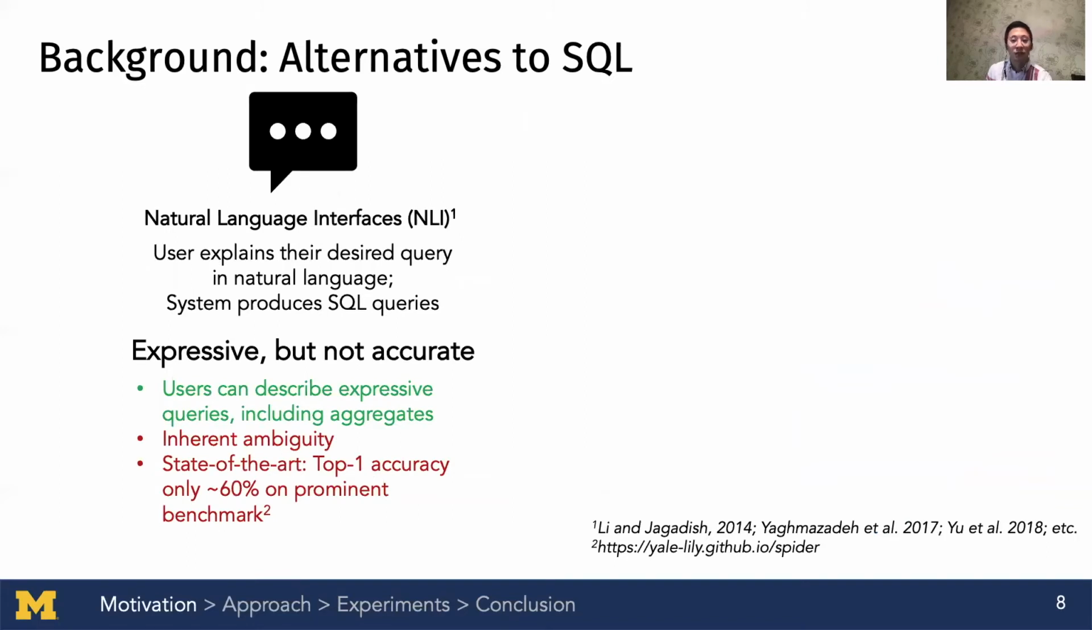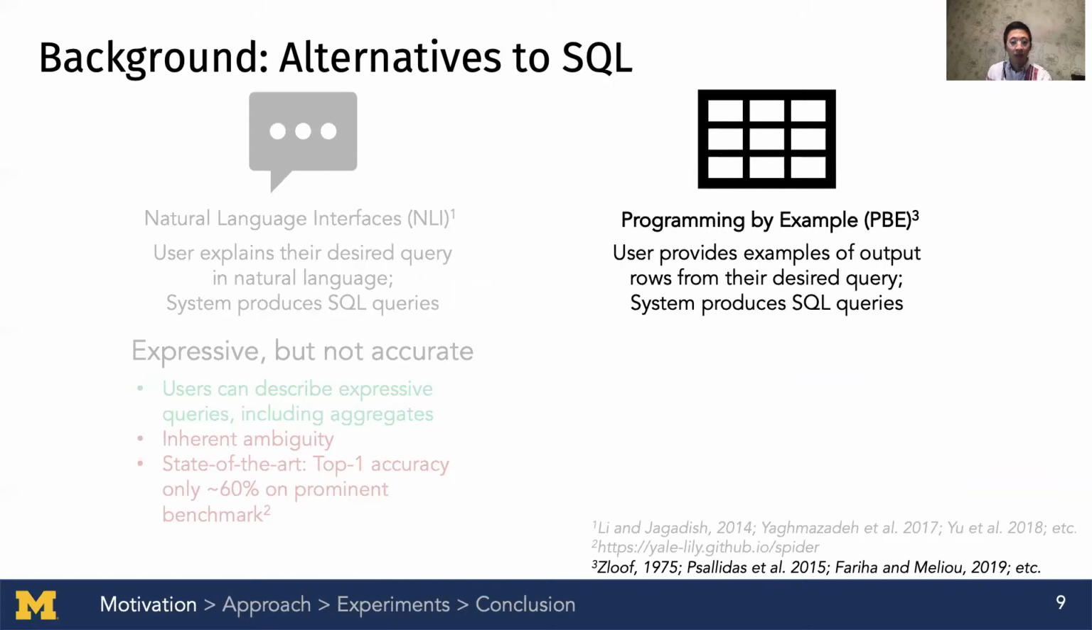And that's where we see the pros and cons of this natural language interface approach: users can describe expressive queries, including aggregates, but there's inherent ambiguity. That's demonstrated in the state of the art, where the top-one accuracy is only around 60% on a prominent benchmark, which is far from where we'd want it to be.